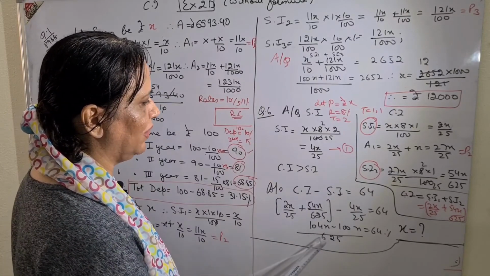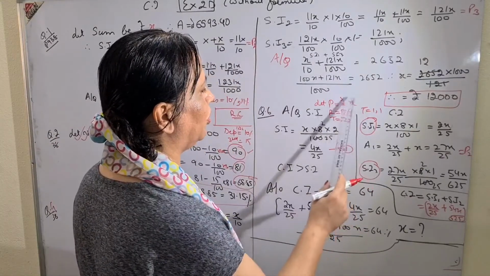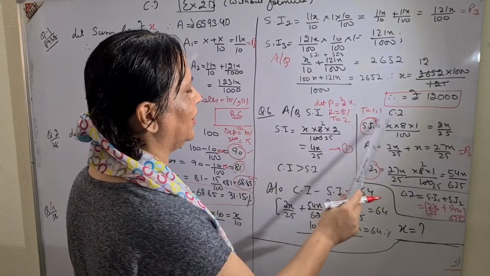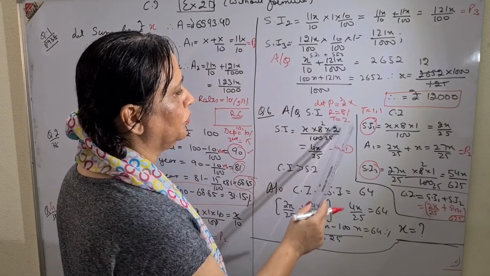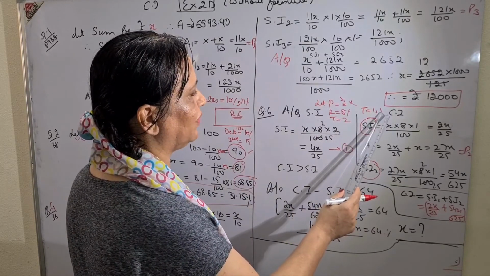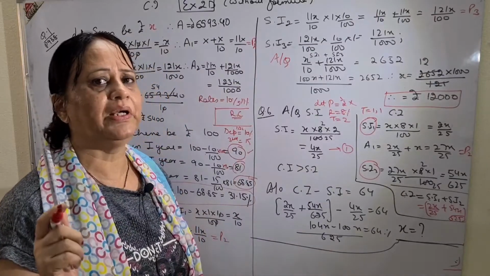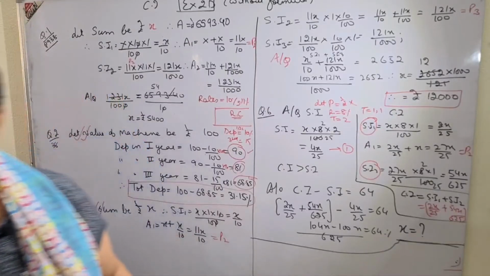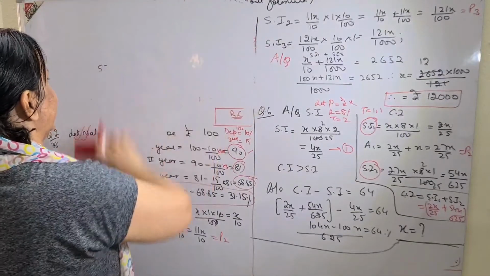Substitute the values, simplify, and that will give you X, which is the principal for both the schemes, simple interest as well as compound interest. This is simple interest, so I took the time 2 completely, but when I calculated compound interest, I took the time unit wise, because in compound interest without using the formula, we take the time unit wise, and whatever the amount for the first year will become the principal for the second year.